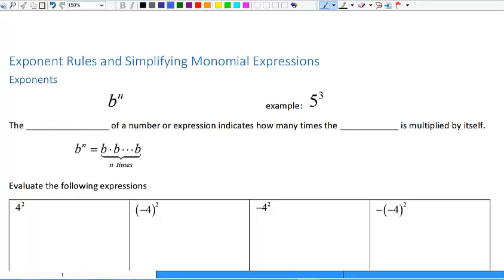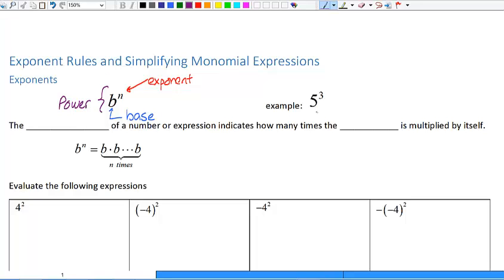Today's lesson is on exponent rules and simplifying monomial expressions. So first we need to talk about exponents. Whenever you have an exponent like this, b to the n, the b is called the base. This n, the little n that's kind of high, is called the exponent. If you put them both together, the base and the exponent, we call that a power.